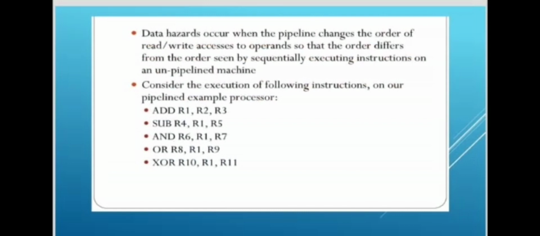Data hazards occur when the pipeline changes the order of read and write accesses to operands so that the order differs from the order seen by sequentially executing instructions on the unpipelined machine. Consider the execution of the following instructions on our pipeline example processor: add R1, R2, R3; sub R4, R1, R5; and R6, R1, R7; or R8, R1, R9; XOR R10, R1, R11.